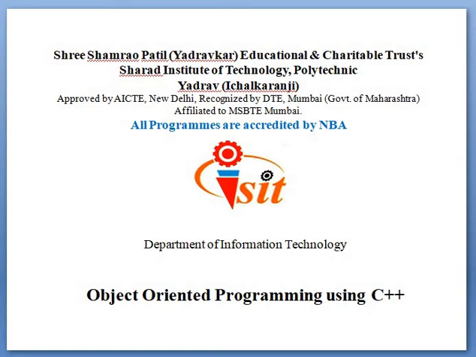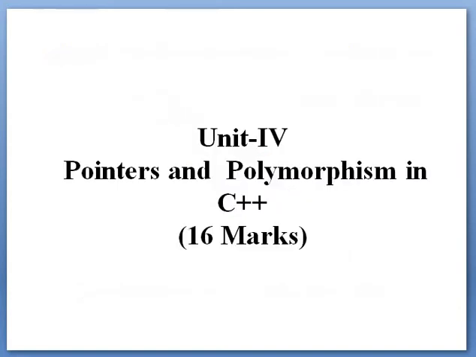This is the lecture of object oriented programming using C++. In the last session we have completed our third chapter, that is inheritance. In this session we will start our next, that is the fourth unit, pointers and polymorphism in C++. This unit has 16 marks.